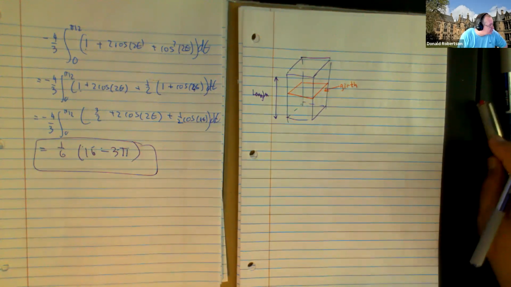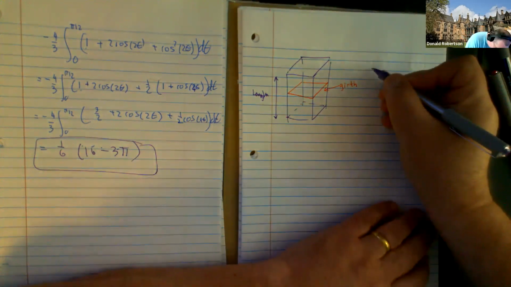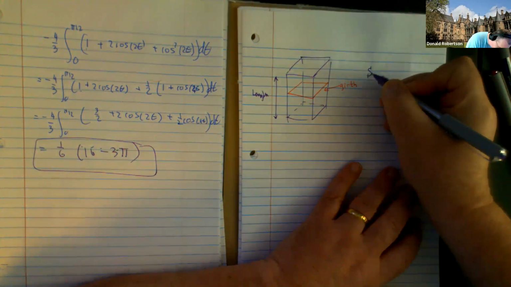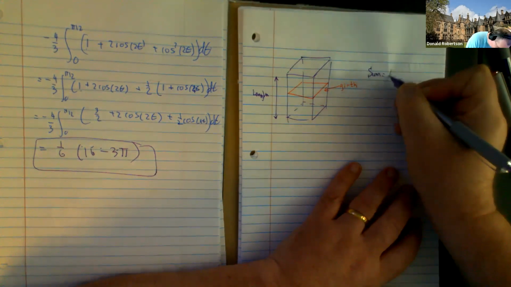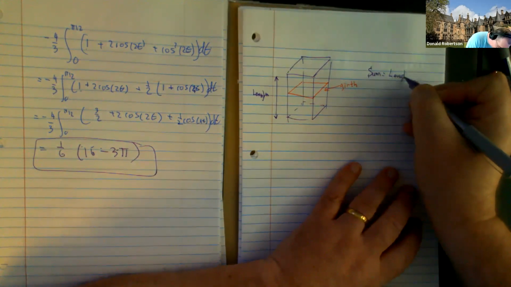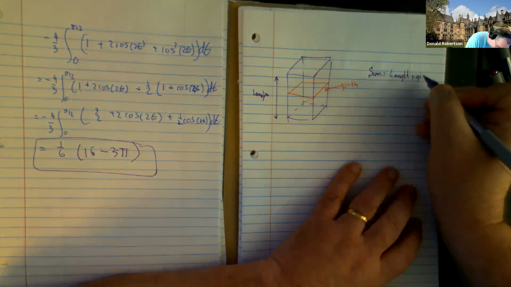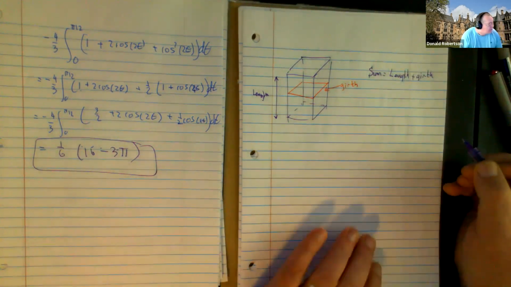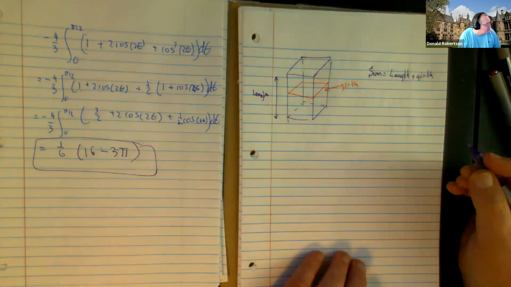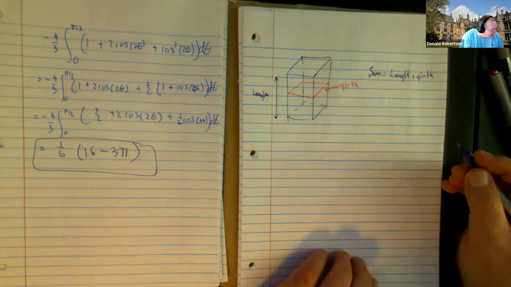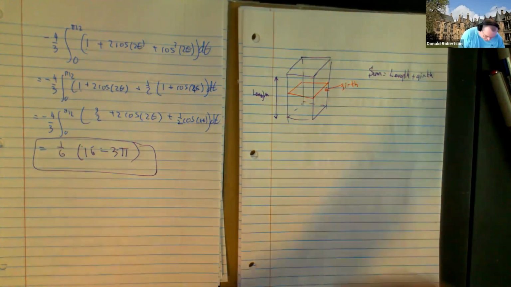Now, suppose a package in the shape of a rectangular box can be made by a certain postal service if the sum of its length and girth, so I'll call that S for sum, the sum of its length plus its girth, can be at most 96.